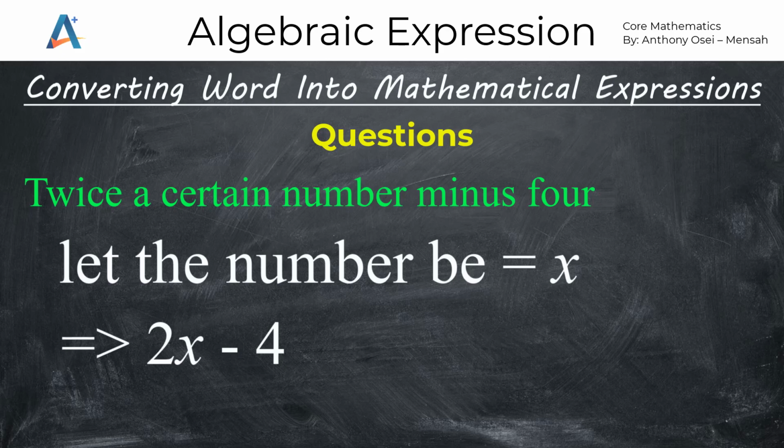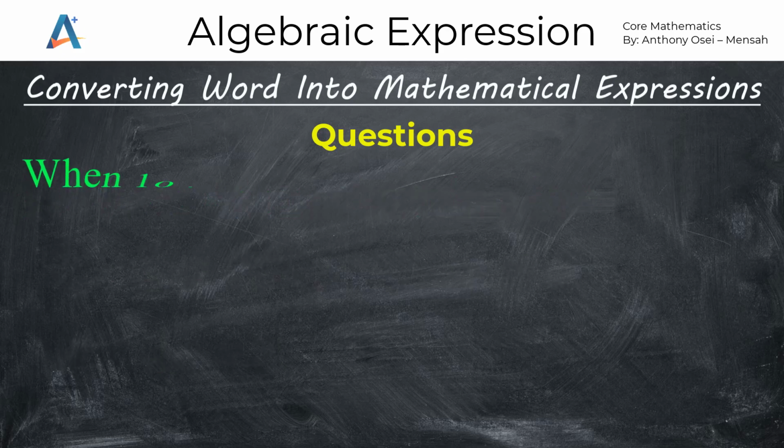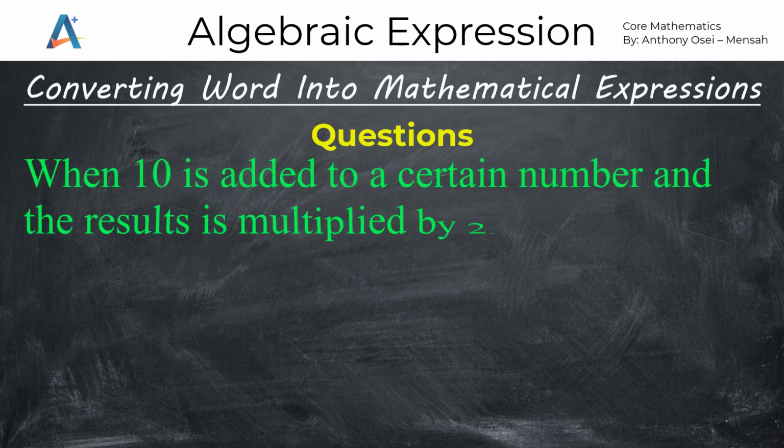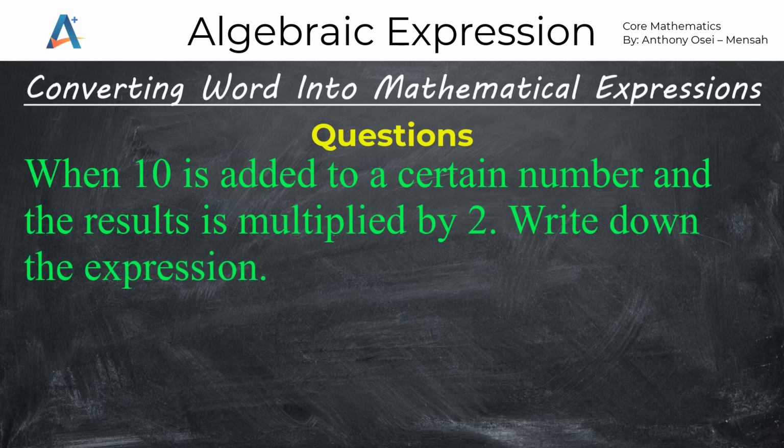Thank you. Our second question reads, when 10 is added to a certain number and the result is multiplied by 2, write down the expression. Now, if you check the question, they are not asking us to find anything, but rather they are asking us to write down the expression which will represent this word written on the board. Let us go through it one after the other by choosing carefully the words. When 10 is a real number, so everybody knows what 10 is. When 10 is added to a certain number, if you check, added to means addition.